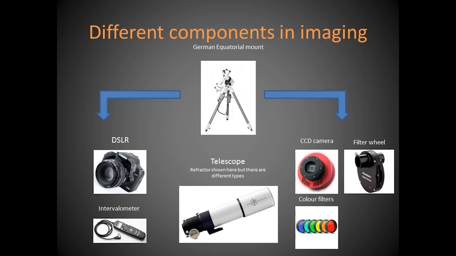Okay, the different components in imaging. Well, the main thing is the German equatorial mount. I started off using an HEQ5 by Skywatcher. You need a mount that is able to track. It needs motors in the RA and the Dec axis. It needs to be able to be hooked up to a computer.